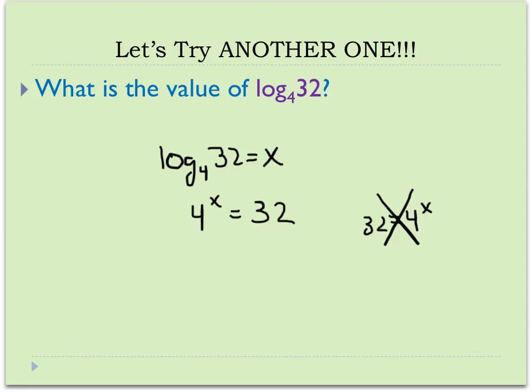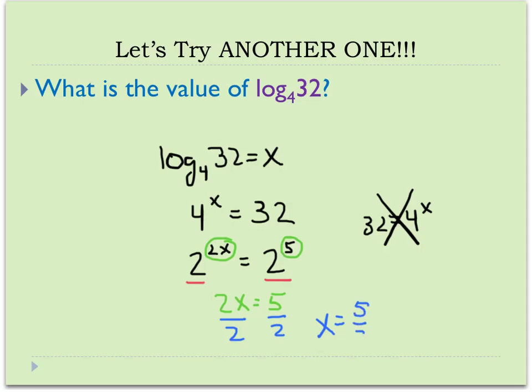So I can rewrite 4 as 2 to the 2nd power, and 32 is going to be 2 to the 5th power. Alright, now my bases are exactly the same, which means that my exponents will be the same. So 2x will be equal to 5. And then I can go ahead and solve for x. So x is going to be 5/2.